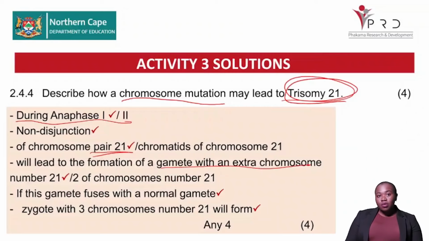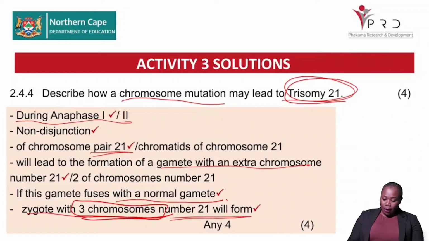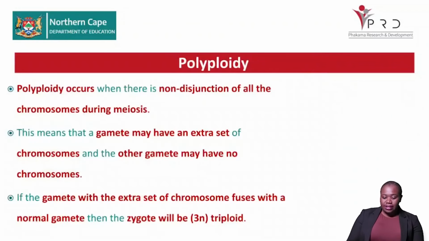And that gamete with an extra chromosome 21 will then fuse with a normal gamete. That normal gamete would have the haploid number of chromosomes, and then it will lead to a zygote with 3 chromosomes on number 21. And we all know that that would then lead to Down syndrome, right? And then we also have polyploidy, right?